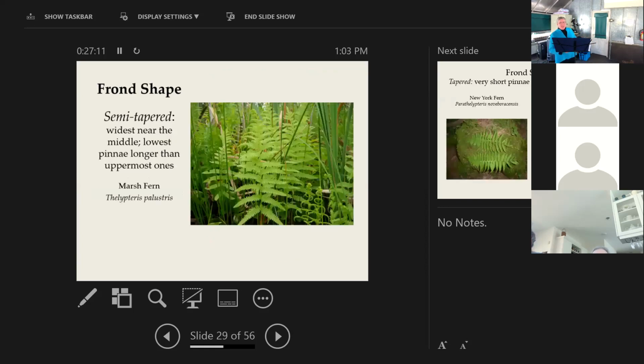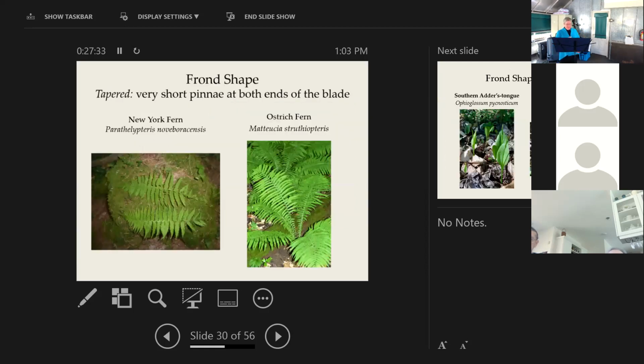Well, maybe the shape is not a perfect triangle, but semi-tapered, longest pinnae in the middle of the frond. They get shorter up near the top and somewhat shorter near the bottom, like this. So this is called a semi-tapered fern, like this marsh fern. Marsh fern grows in wet places in the Piedmont. It's also common. Or maybe it's really tapered. So we say this is tapered at both ends. Look how short the pinnae get on this New York fern as you get near the base of the frond, and very, very short near the top. The same with the ostrich fern. Tiny leaflets near the base, very short at the top.